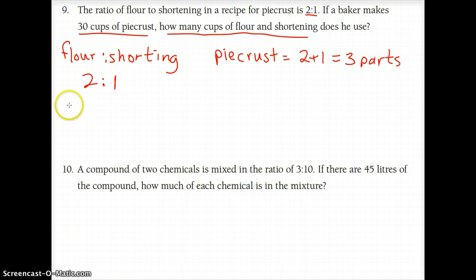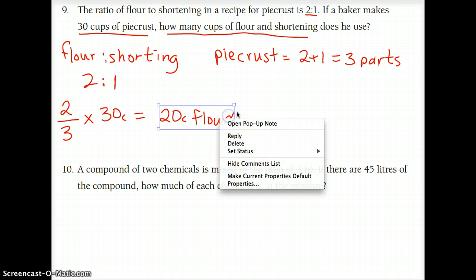So if we want to know how much of that 30 cups is going to be flour, flour is 2 parts to 3 parts of pie crust total. So we need to take 2/3 times our 30 cups, and that is going to give us 20 cups of flour to make 30 cups of pie crust.